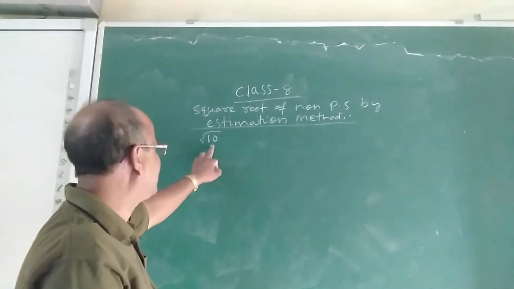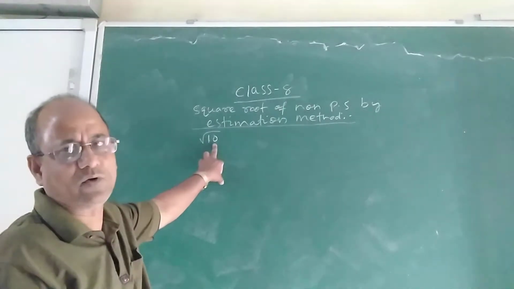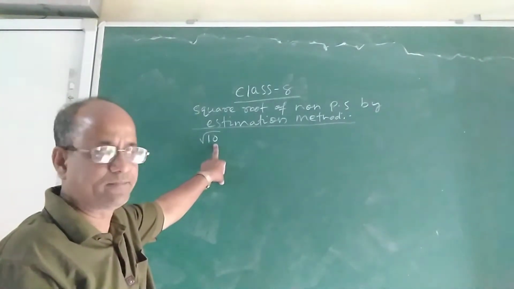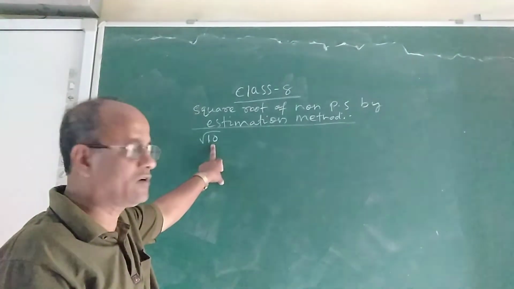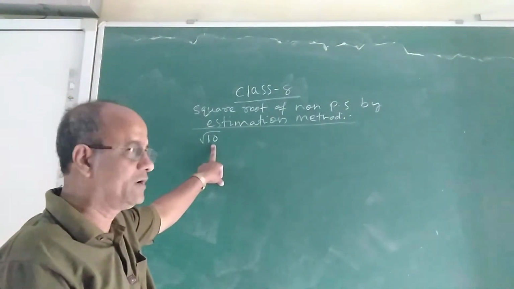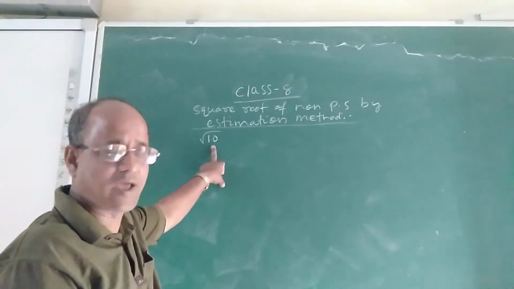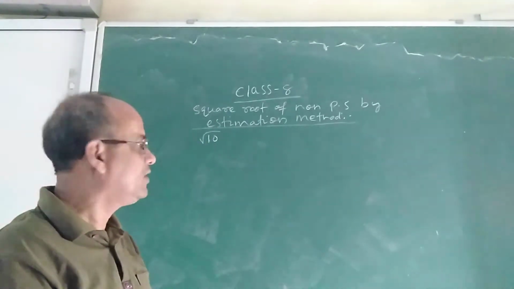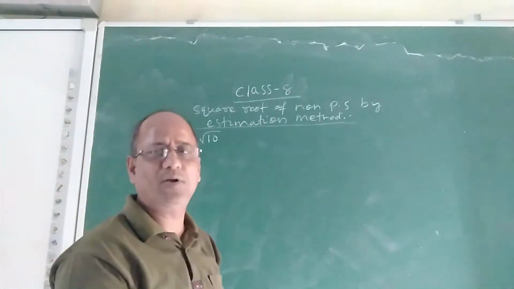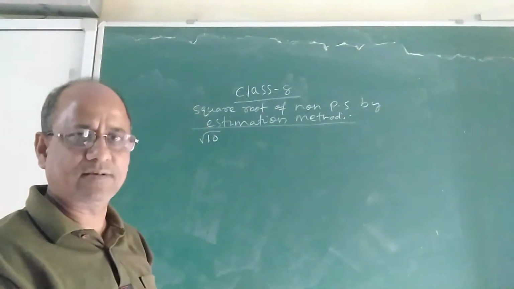Let us see. See children, I have taken one example. Suppose 10. 10 is no doubt a non-square number or non-perfect square, because 10 is not the square of any natural number. So 10 is no doubt a non-perfect square. Now how to find its square root? By estimation method. What is the principle of the estimation method to calculate square root? That we will discuss today.